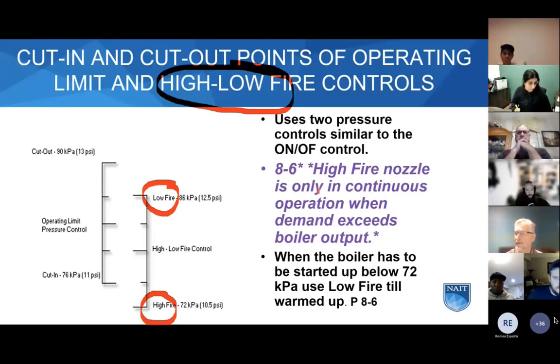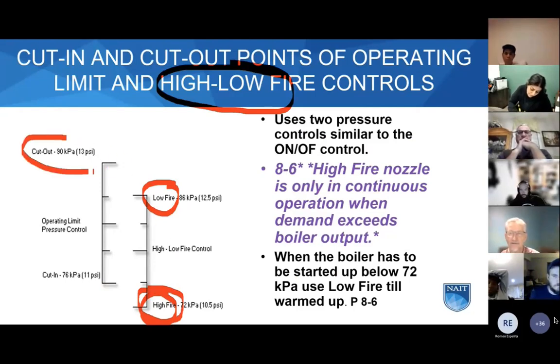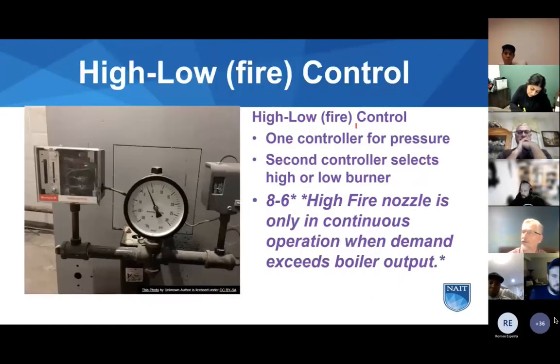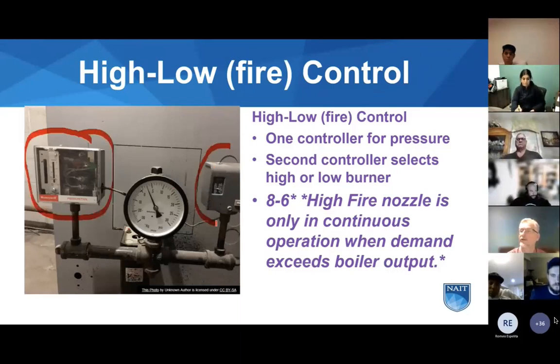The high fire nozzle is in continuous operation when demand exceeds the boiler output. Should we set our demand very high, this system will turn on the big high fire nozzle and it will continue to run, and the system just won't ever get high enough to cut out. High or low fire control: one controller for pressure, and the second controller selects the high or low burner. So there'd be a controller for pressure and a second controller.